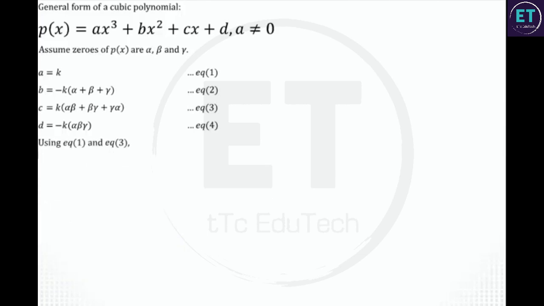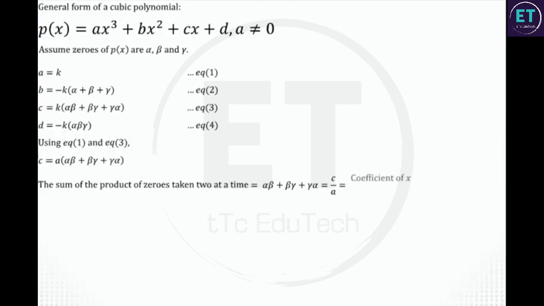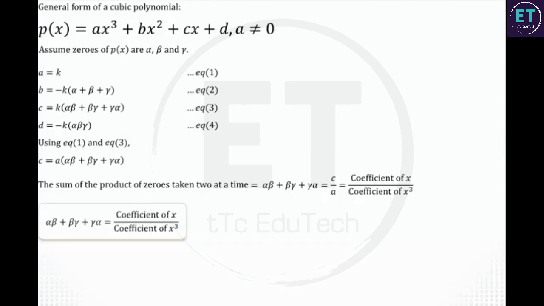Next, by using equation 1 and 3, we get the sum of the product of zeros taken 2 at a time is equal to c divided by a. Here c is the coefficient of x and a is the coefficient of x cubed. Therefore, this equation defines the relationship between the sum of the product of zeros taken 2 at a time and the coefficients of the cubic polynomial.